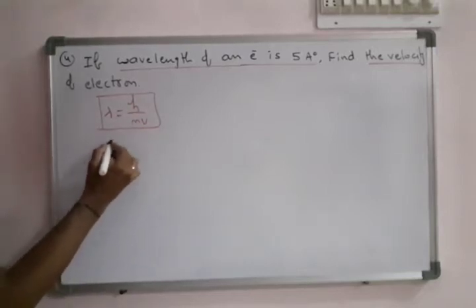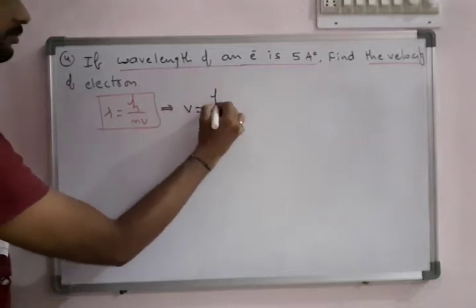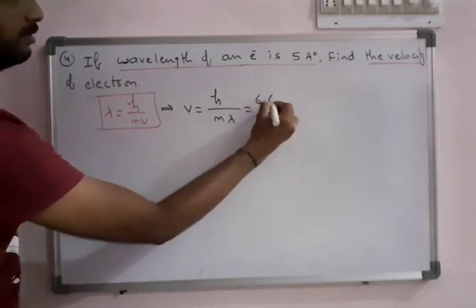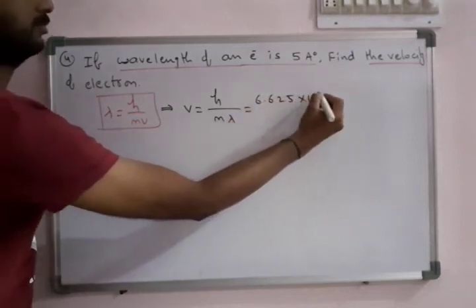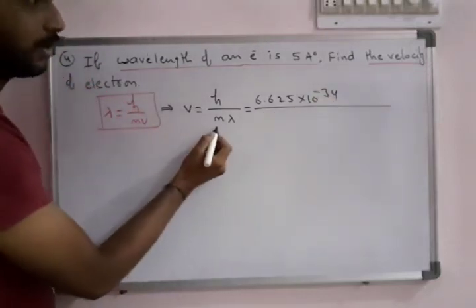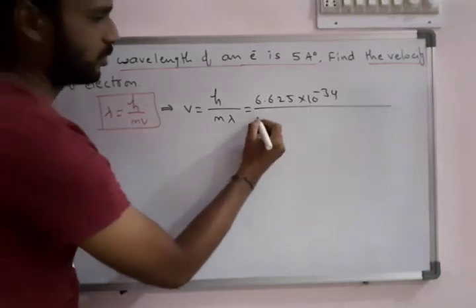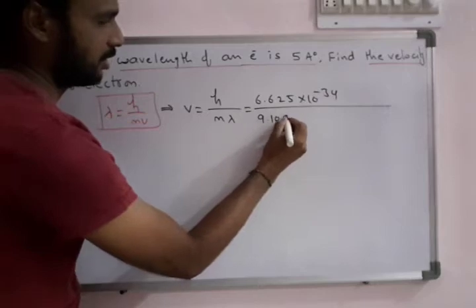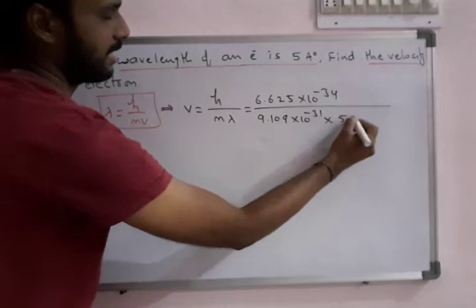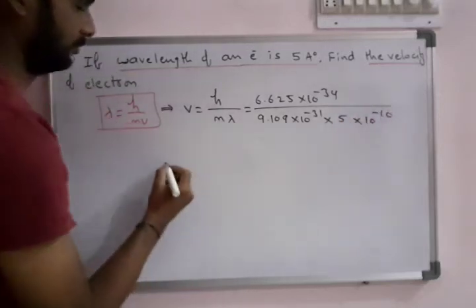So the lambda is given, we need to find the velocity. So what is v now? v equals h by m lambda. Here the mass is not directly given. So given the particle is an electron, we must know the mass of the electron in terms of kgs. Lambda is again 5 angstroms, so it must be in meters.